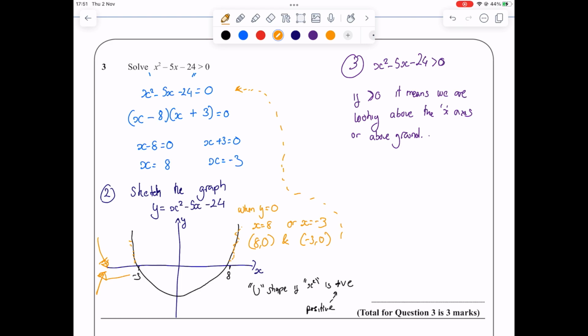If you notice, it's everything on the left-hand side of minus 3 or the right-hand side of 8. That means x is less than minus 3 or x is greater than 8. And that is your solution.